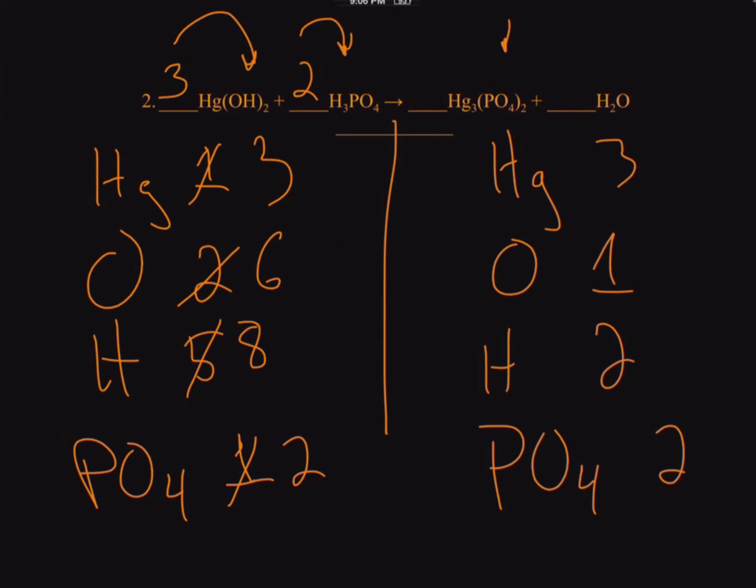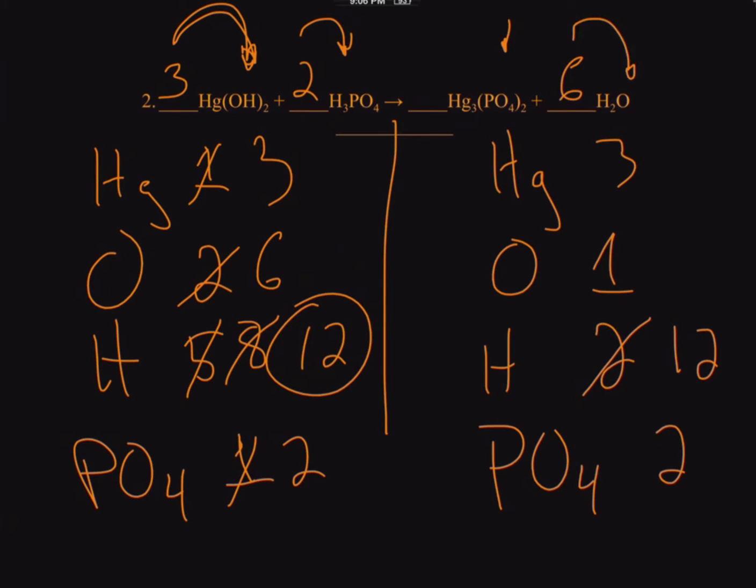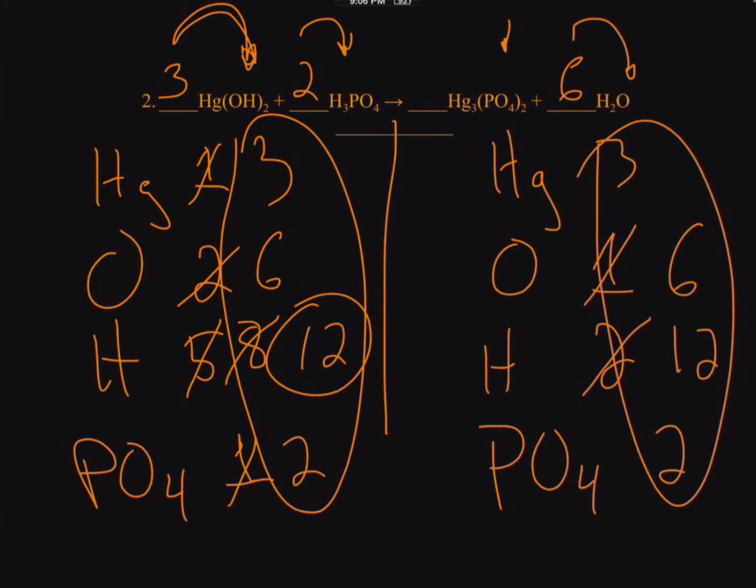So I've got 2 times 3 hydrogens here, that's 6. I've got 3 times 2 hydrogens over here, that's a total of 12. So now the mercuries and the phosphates are balanced. The hydrogens and the oxygens aren't, but since I have 12 hydrogens on the left, if I put a 6 in front of H2O, 6 times 2 is 12 hydrogens, 6 times 1 oxygen is 6, and so that works it out so that now I have the same numbers of all these things on both sides, so it's balanced.